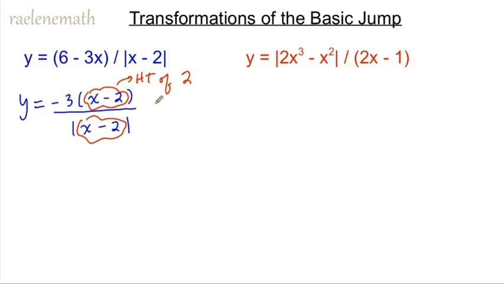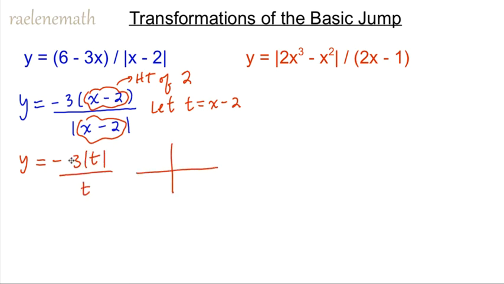Now, one thing we could do would be to let a new variable like t equal to x minus 2. And we would come up with a new graph of -3 times absolute value of t over t. And so here we would only need to worry about the vertical reflection and the vertical scaling. So instead of going to a height of 1 or -1 for the jump, we would be going to a height of 3 or -3. And this t is really t minus 0, and so we're ignoring the horizontal translation and taking the jump back to the t equal to 0 or vertical axis of the y-axis.